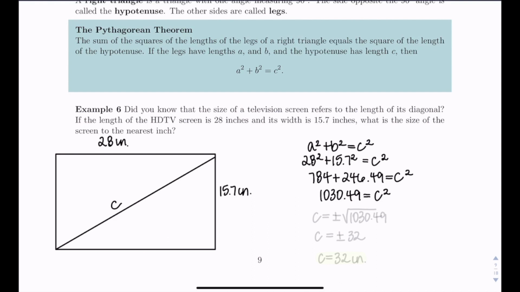We want to take the square root of both sides, so we just get c by itself. So c is equal to plus or minus the square root of 1030.49, or c equals plus or minus. Let's round to the nearest whole number, so we'll go with about 32. Now one of these we can get rid of, since we're talking about dimension, which is length, we have to have a positive number. So c, or the size of our television, must be 32 inches.